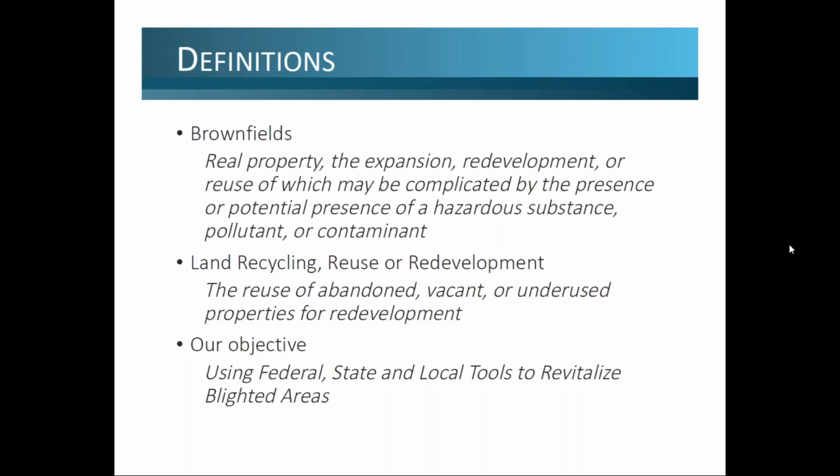And land recycling and reuse, which we're all here for, involves the reuse of abandoned, vacant, and underutilized properties for redevelopment. So our objective here is to use federal, state, and local tools to revitalize blighted areas. However, there are certain laws that prevent us from using brownfields funds for some contaminated sites. So the real answer there really is false, because not all contaminated sites can use brownfields funds. But still, we're all here together. CCLR can help you redevelop all these sites.